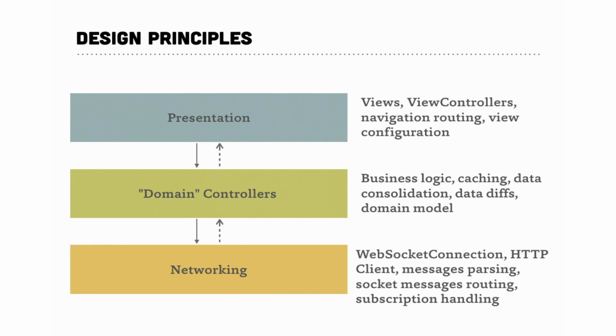So what we have in the presentation is basically views, routing, view configuration. We also do stuff like data transformation, so you transform the data from your domain model to the views. We have what we call the domain controllers, which have the business logic, caching, data consolidation, data diffs, and the domain model itself, and the networking, where we do all the WebSockets handling, HTTP calls, JSON parsing, and so on.